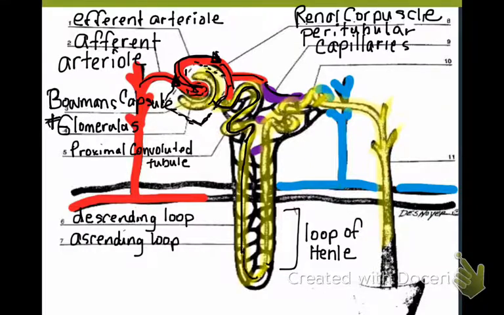We come down the loop, we go around the corner, we come back up, and then we go through some twists and turns again. What do you think that's going to be called? Is it a tubule? Yes. Is it straight? No. It's got a lot of twists and turns, so we call those convolutions. But now it's not close to the renal corpuscle, it's far away. So it's not proximal, what's the opposite of proximal? Distal. So now we call it the distal convoluted tubule.